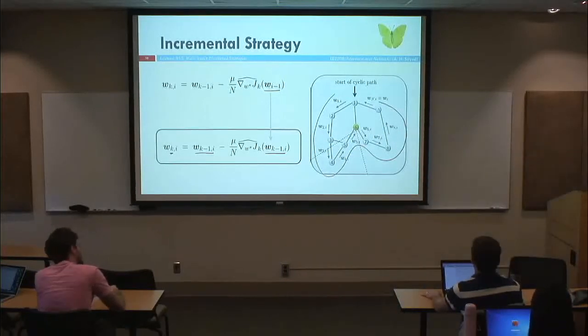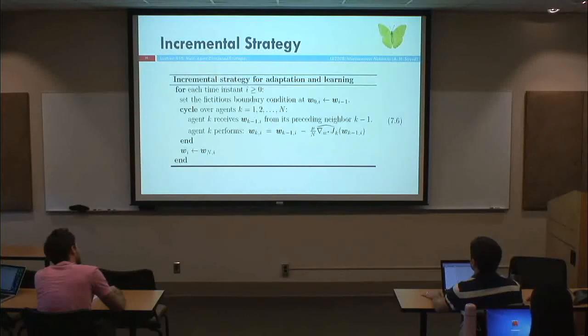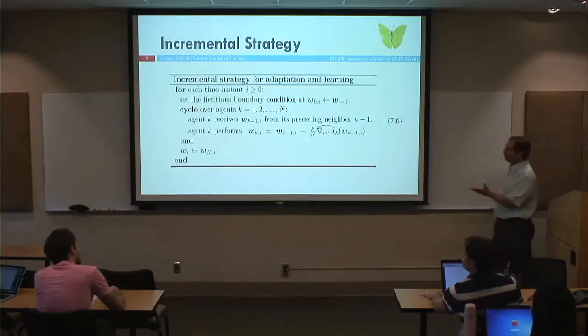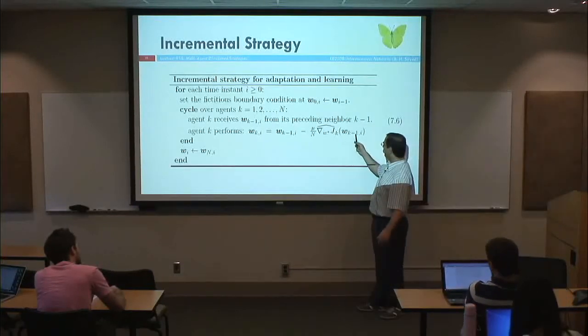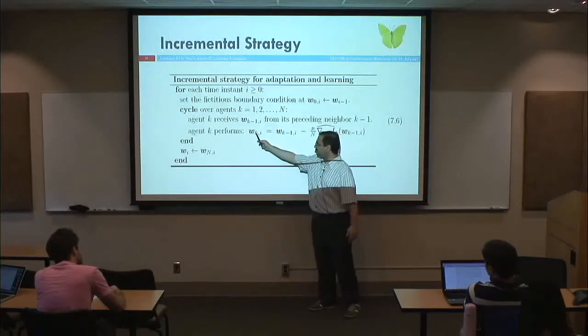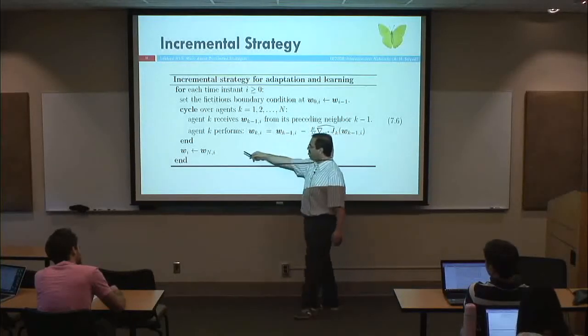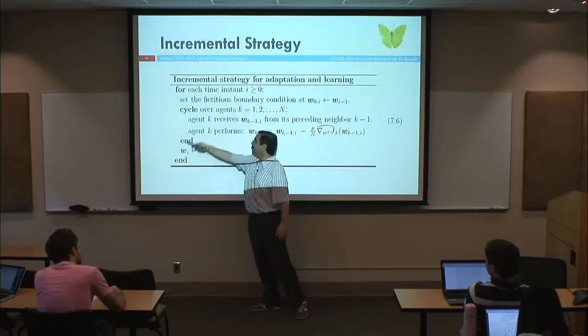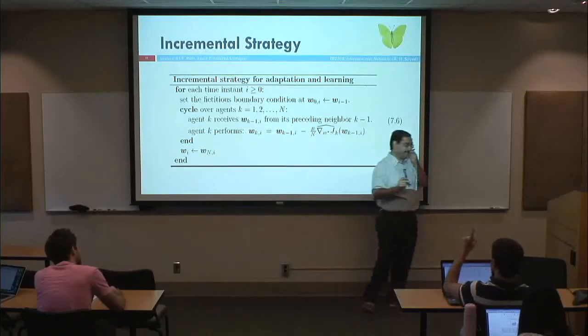Anyway, but this is the incremental idea, okay? I'm just summarizing the algorithm here. What you get from agent k minus 1, you pass it to agent k, and you keep going. By the time you arrive at node n, that's the w_i, and then you repeat. Okay, this is just a summary of the algorithm.